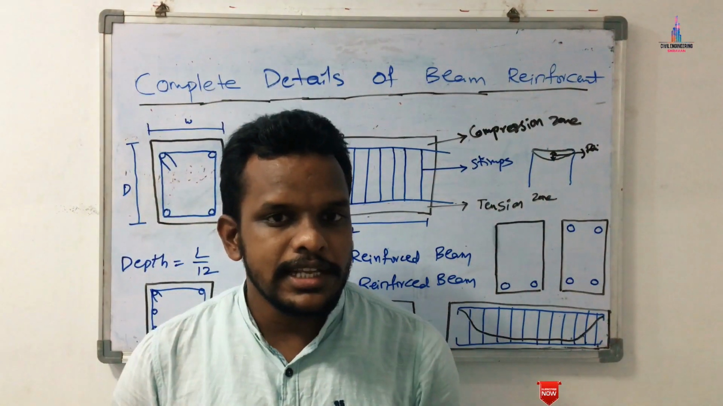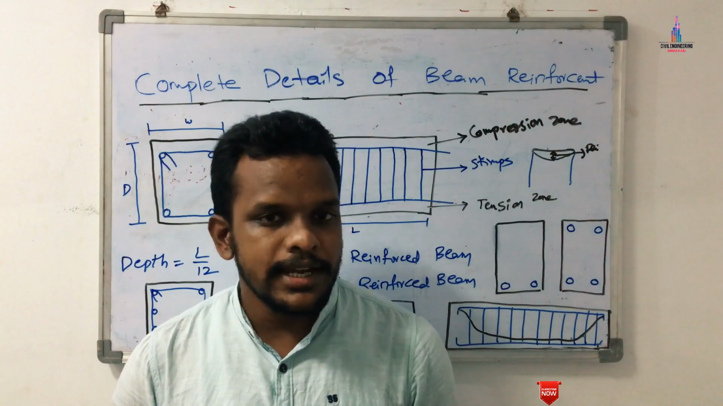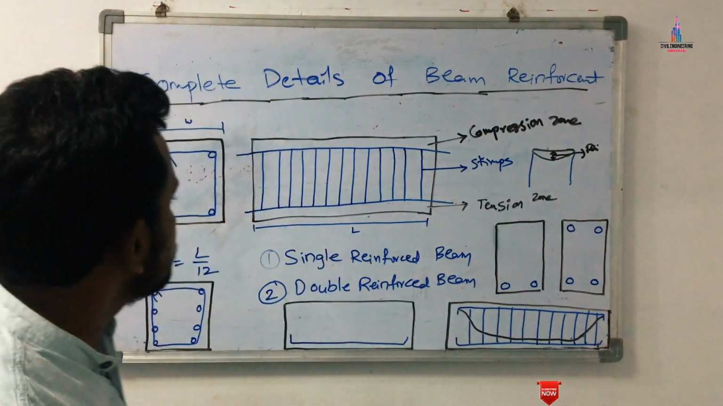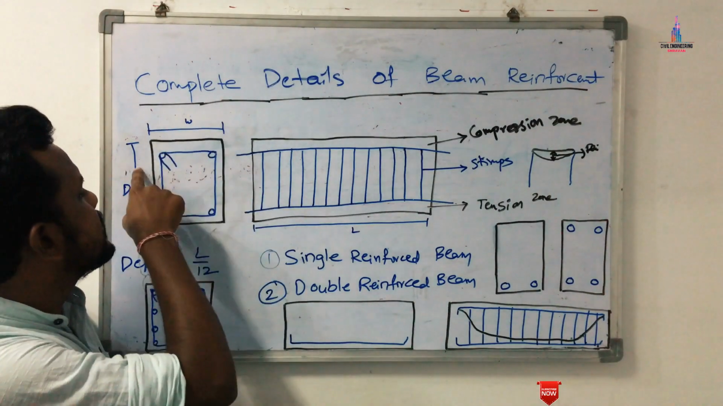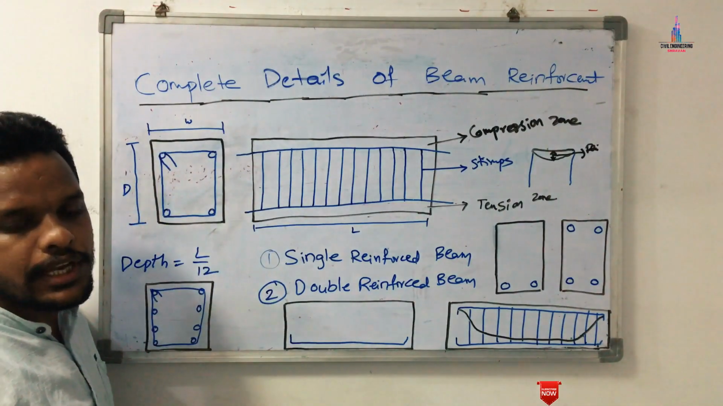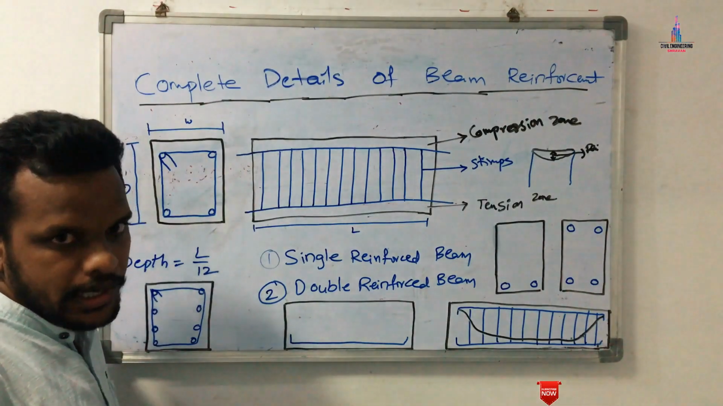Initially I will explain the literature related to the beam section, so that you can easily understand the concepts. Let us consider this is the top view of the beam section. This is the width of the beam and this is the depth of the beam we will consider for designing any kind of building. Initially I will explain what is meant by reinforcement details.